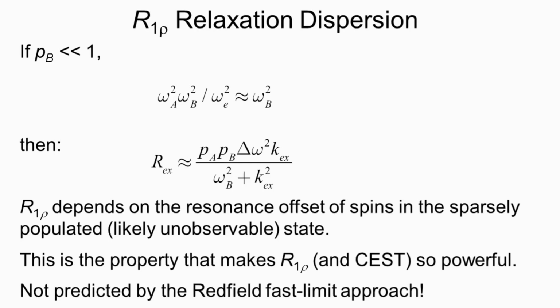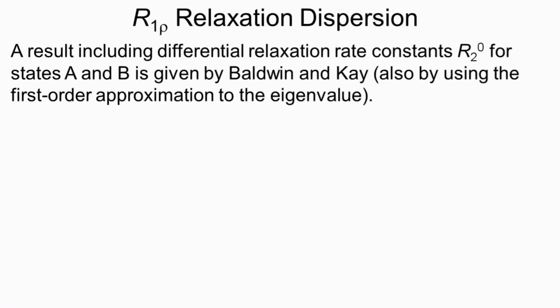We can find the chemical shift of the minor state, and then once we know the chemical shift, we can use that as structural information to try to learn something about the structure of the minor state. And this is not predicted, of course, by the fast limit approach. In the fast limit approach, there isn't the minor state frequency. There's only the average frequency in that model.